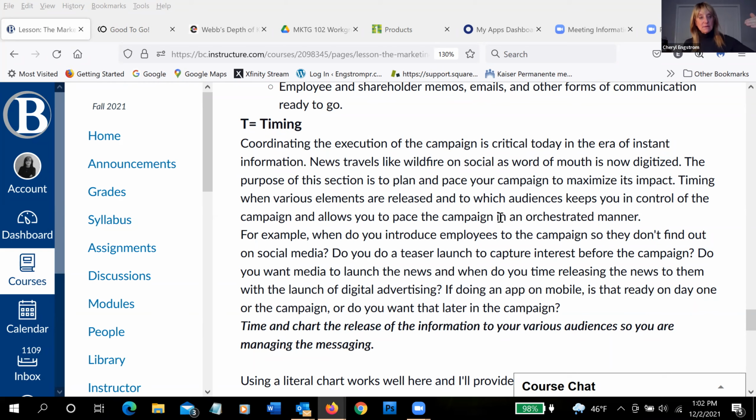When do you talk to shareholders? When do you talk to your employees? When do you talk to your stores? When does it post on Facebook versus when it goes out to the media? Because in many, many cases, media, for example, will not cover it if it's already been exposed.